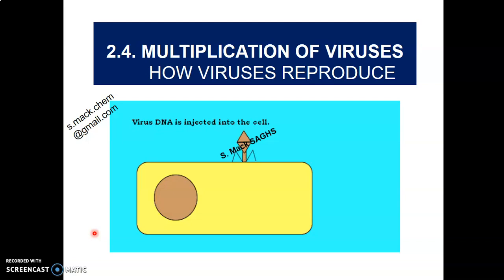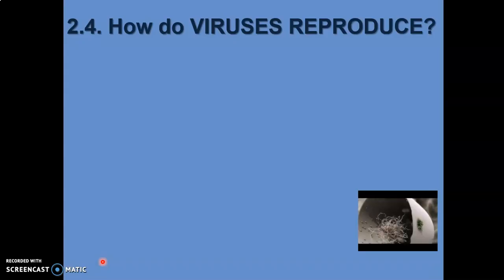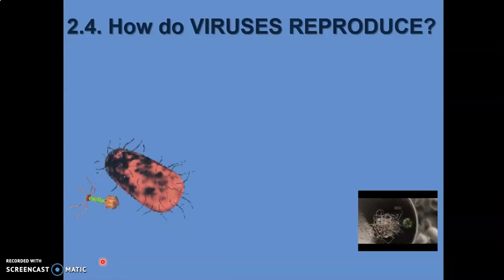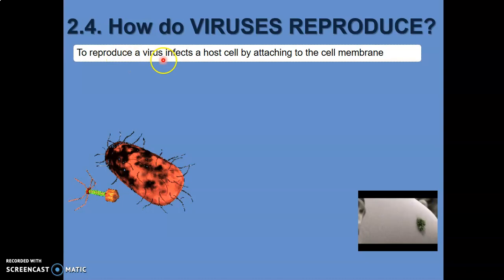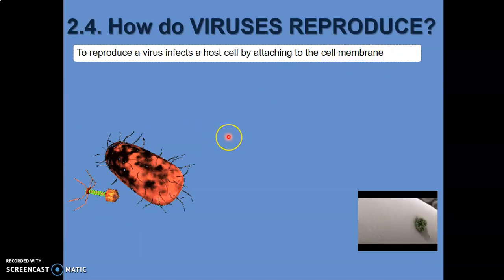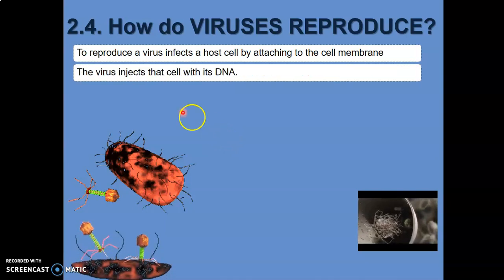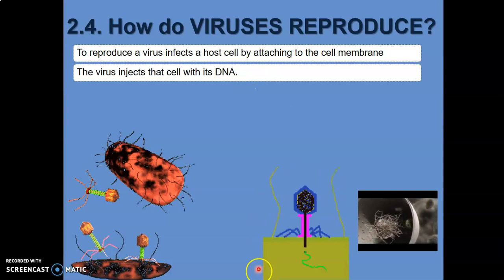Having looked at the structure of a virus, we need to look at how do these viruses multiply? That is, how do they reproduce? In order to reproduce or multiply, a virus infects a host cell by attaching to the cell membrane of the host cell, as we see here, which is the approach of the virus. The virus then injects the host cell with its DNA or RNA, as you're going to see in this animation here.